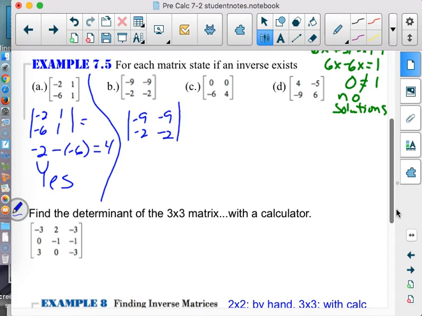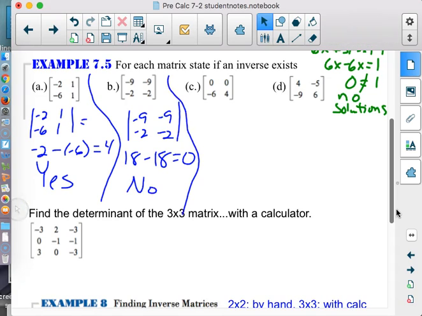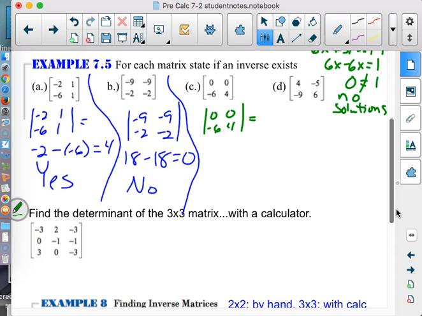All right, so for B, looks a little strange. Got a pattern going there. So let's see, 18 minus 18. Yes or no? No. Determinant is 0. Can't find the inverse. Oh, this one seems to have a whole lot of zeros. Is it good for inverses if there's a lot of zeros? Bad for inverses if there's a lot of zeros. So that's a no.